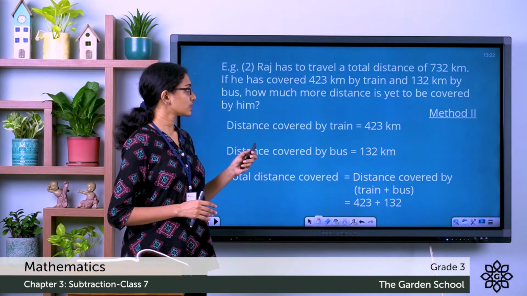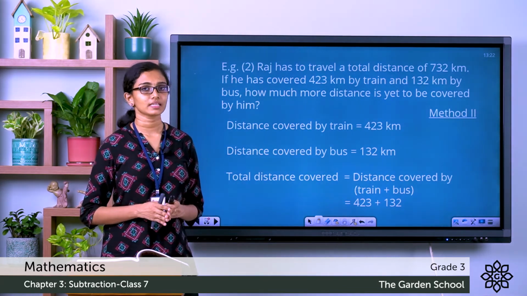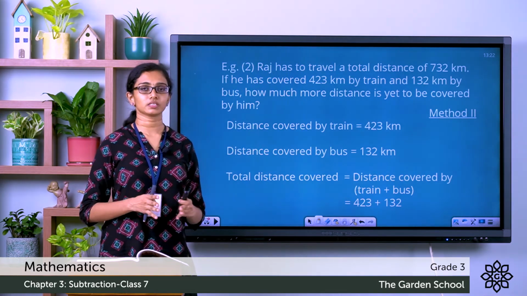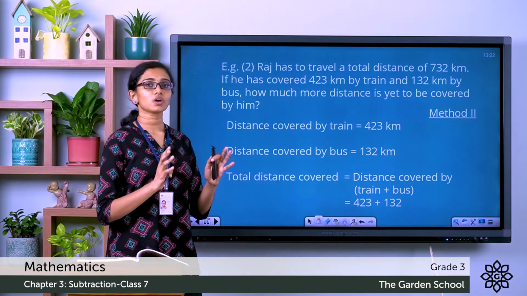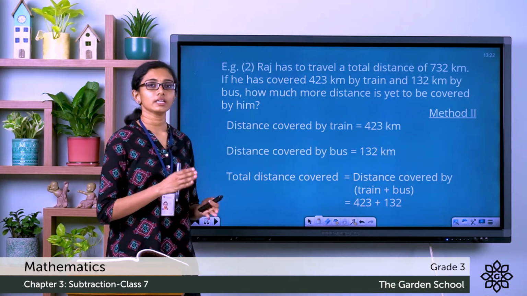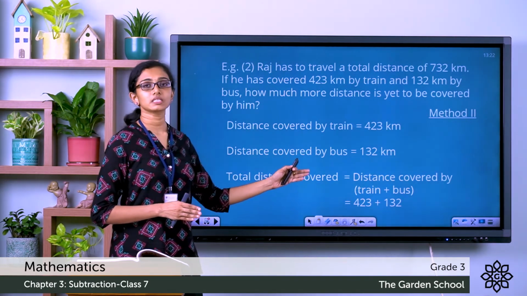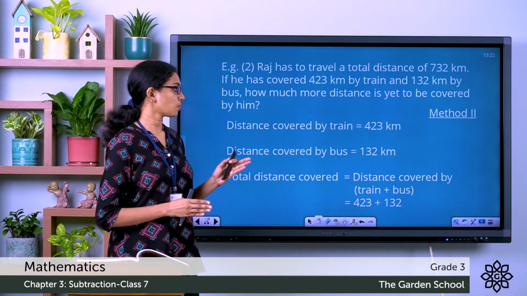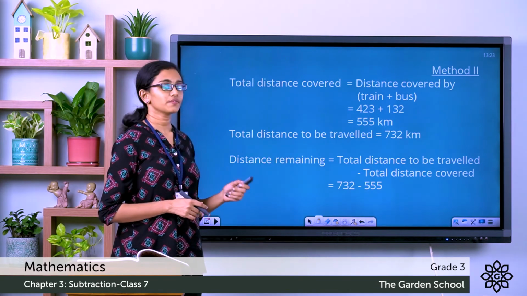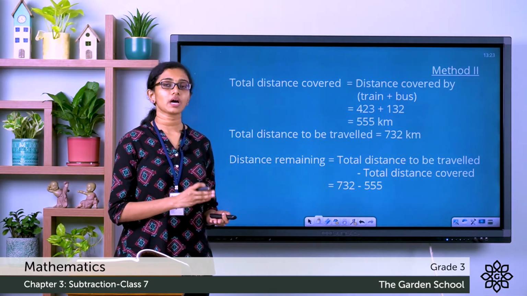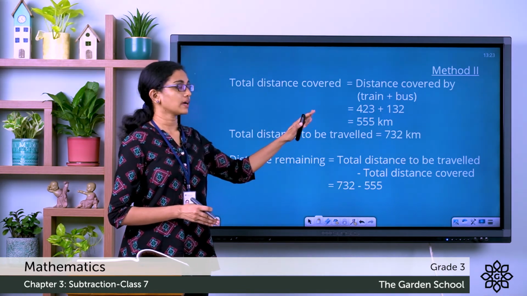In this method, let's write the steps like this. Distance covered by train is equal to 423 kilometers, and the distance covered by bus is equal to 132 kilometers. Now let's find out the total distance covered by travelling in train and bus. That is distance covered by train plus distance covered by bus, which is 423 plus 132, and that gives you 555 kilometers. So out of the 732 kilometers, he covered a total distance of 555 kilometers.